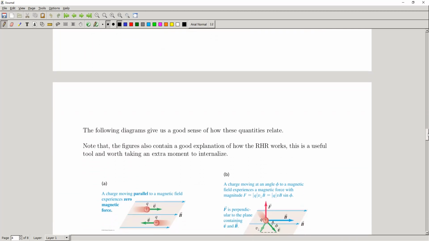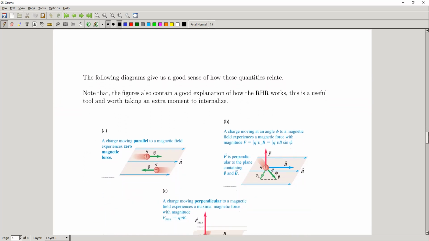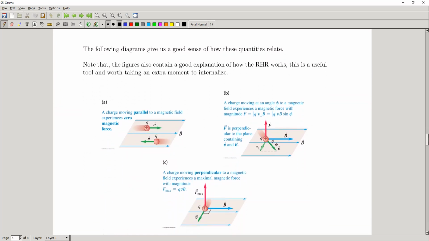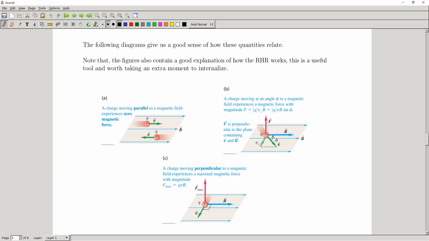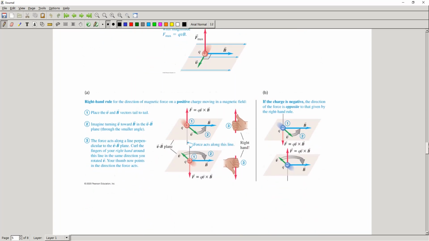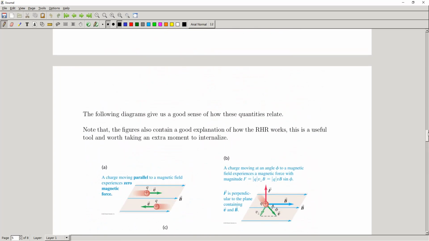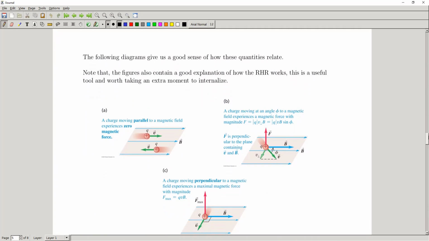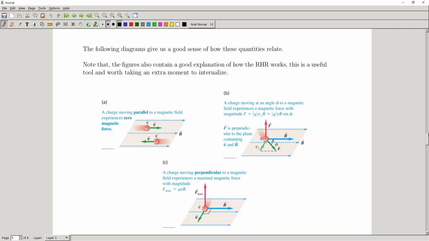So here we have a bunch of diagrams that are going to illustrate what we're talking about. These are all good diagrams to get an idea of how these things are going to work out. I'm going to go through each one of them. We also want to note that the figure at the bottom of the page here is a very nice refresher on how the right-hand rule works. Maybe some of you have seen it before, maybe some of you haven't. I'm going to go through it in some detail here.